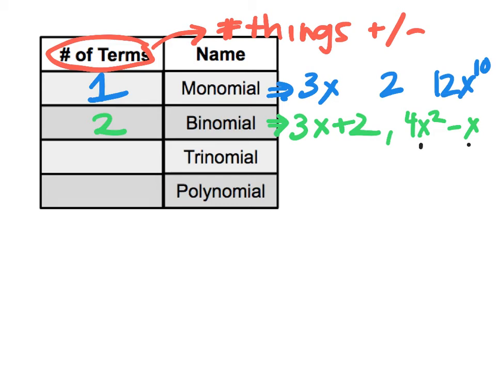Your trinomials, that's something with 3 parts. So again, this would be like x squared minus 4x plus 2. Again, I have 3 parts, so that would be a trinomial.